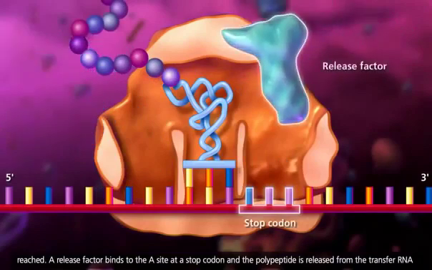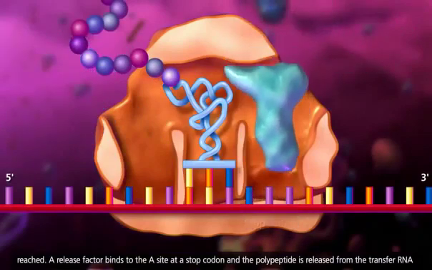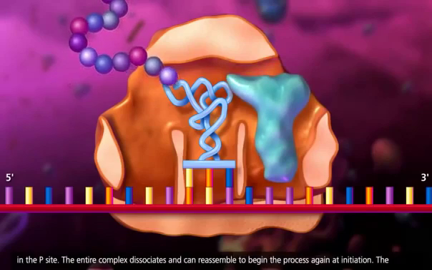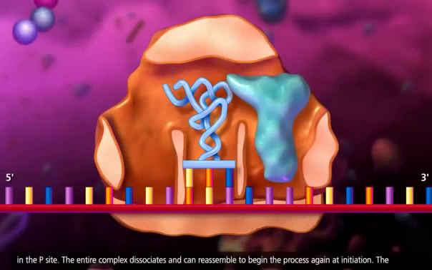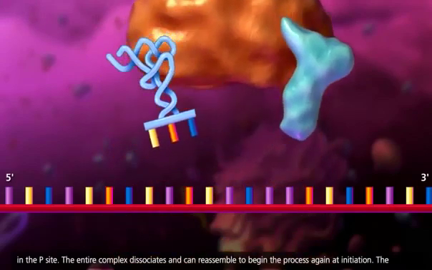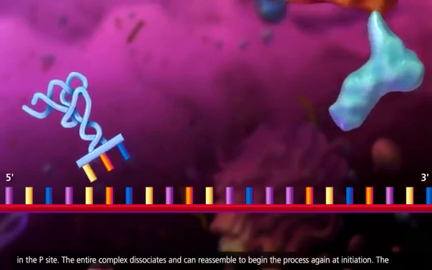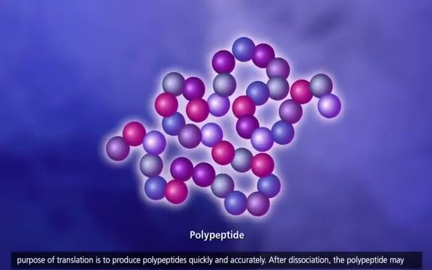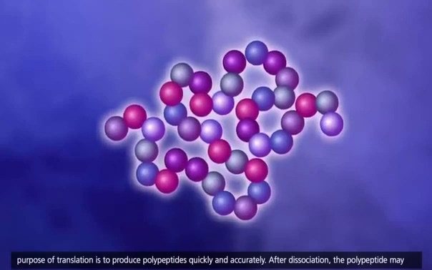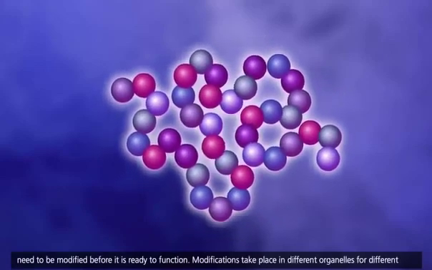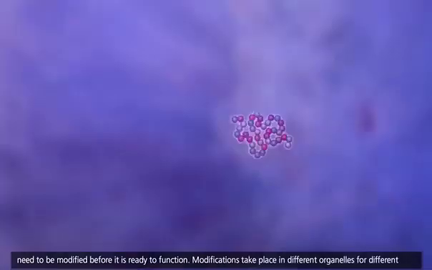A release factor binds to the A site at a stop codon, and the polypeptide is released from the transfer RNA in the P site. The entire complex dissociates and can reassemble to begin the process again at initiation. The purpose of translation is to produce polypeptides quickly and accurately. After dissociation, the polypeptide may need to be modified before it is ready to function.